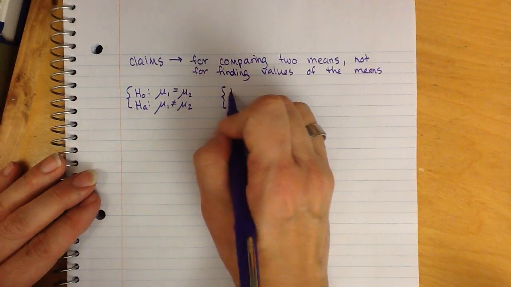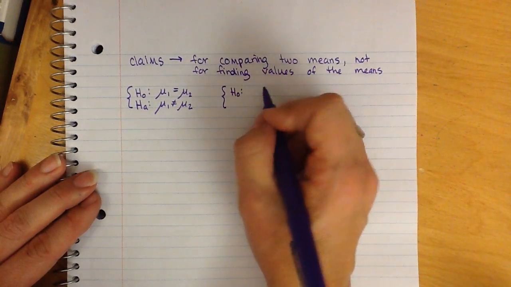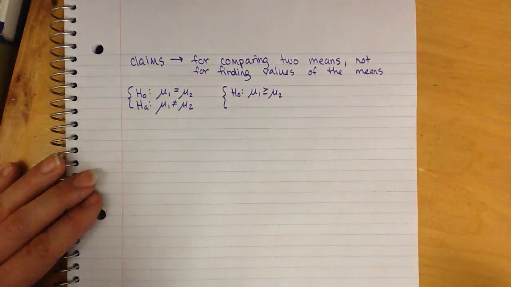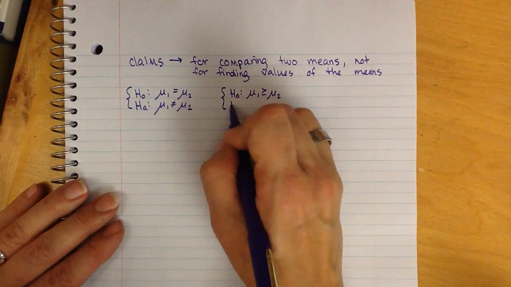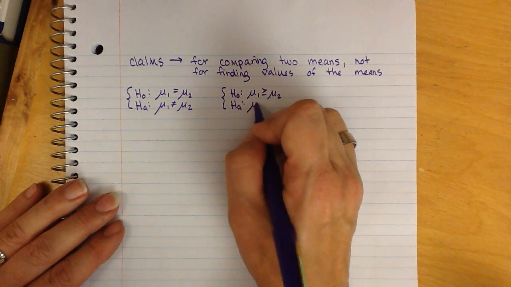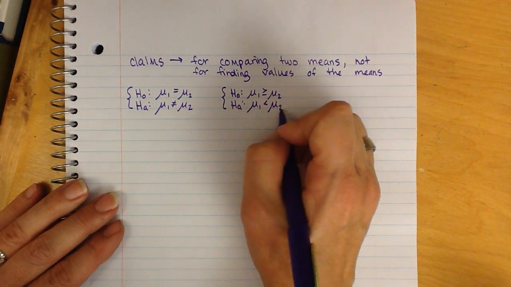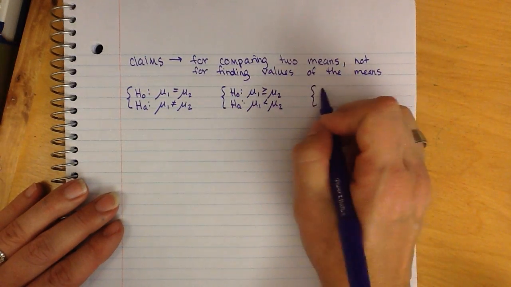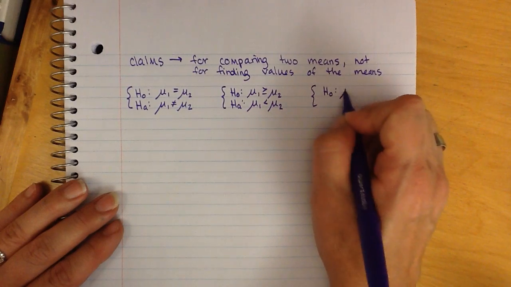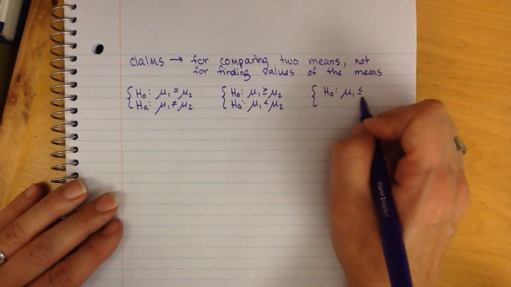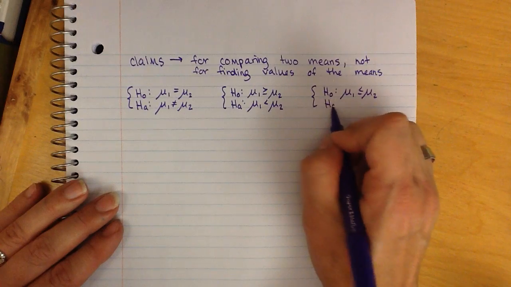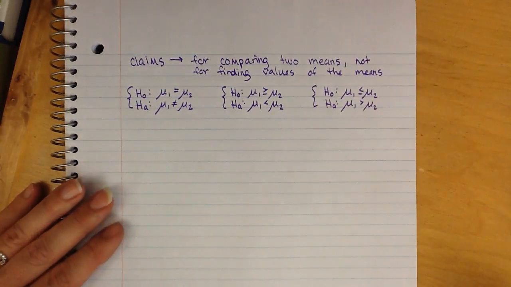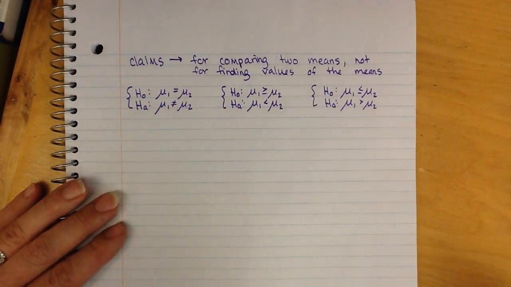Another option is for the null hypothesis to be that mean number 1 is greater than or equal to the mean for population 2. Then the alternative hypothesis would be mean 1 is less than mean 2. So that would give you a left-tailed test. The third possibility is for the null hypothesis to be mean 1 is less than or equal to mean 2. And the alternative hypothesis would be mean 1 is greater than mean 2. And then this would be a right-tailed test.